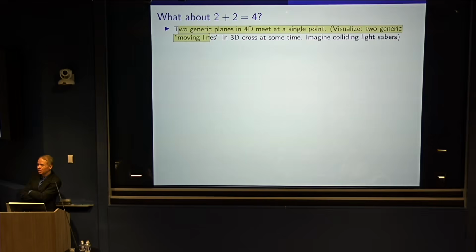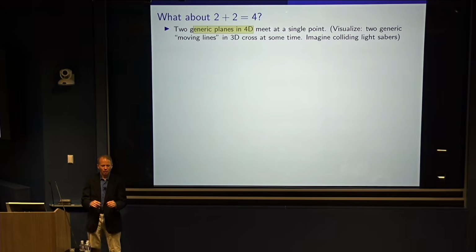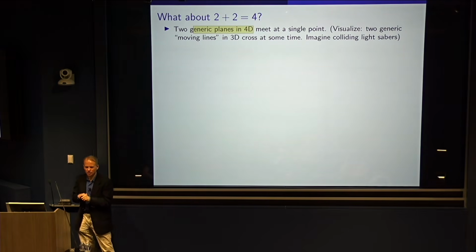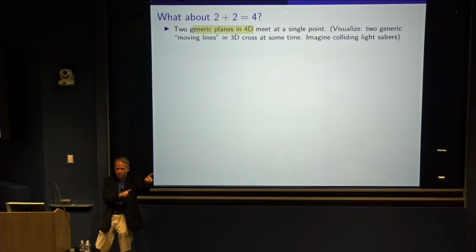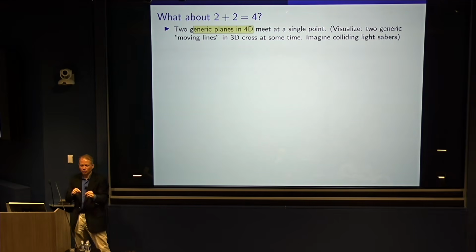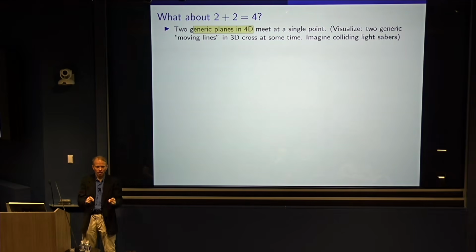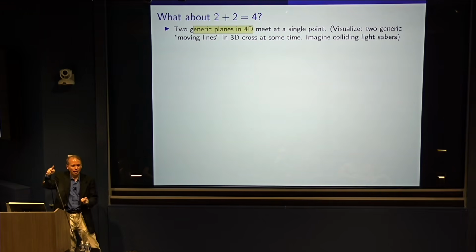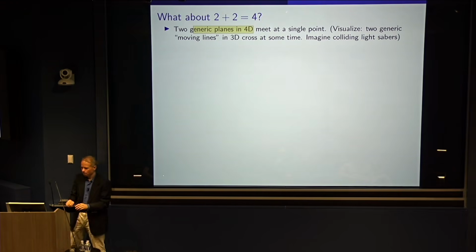2 generic planes, not fully parallel planes, in 4D meet at a point. It's hard to visualize a 2-dimensional plane in 4 dimensions, unless you're a certain type of mathematician. But one way you can visualize a plane in 4 dimensions is as a line in 3 dimensions that moves in time. If you think of 4 dimensions as space-time, a line that moves at constant speed in time traces out a plane in space-time.